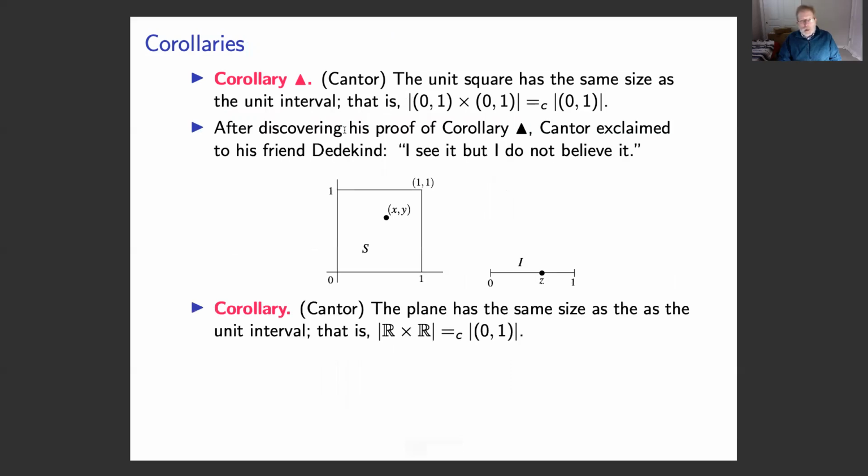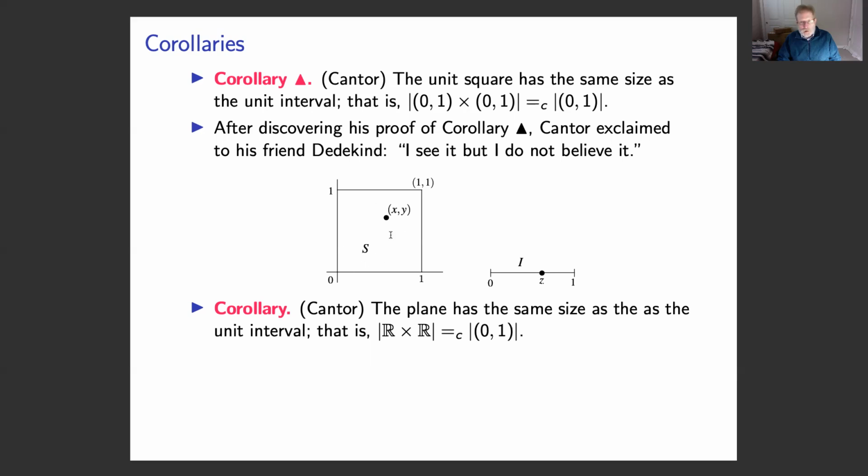Cantor proved this theorem. After discovering the proof of this corollary, Cantor exclaimed to his friend Dedekind, "I see it, but I don't believe it," because it was counterintuitive. Here's the picture to convey why. Cantor proved that the number of points in the unit square here is exactly the same as the number of points on the unit interval here. It looks like there are many more points in the unit square than in the interval, but that's not correct. They're exactly the same size.